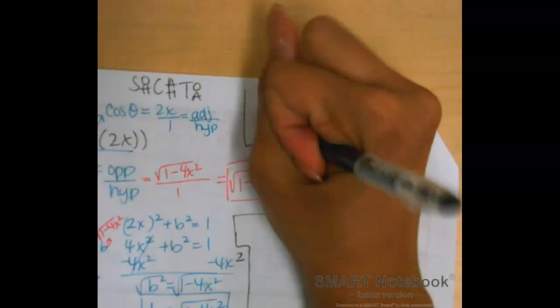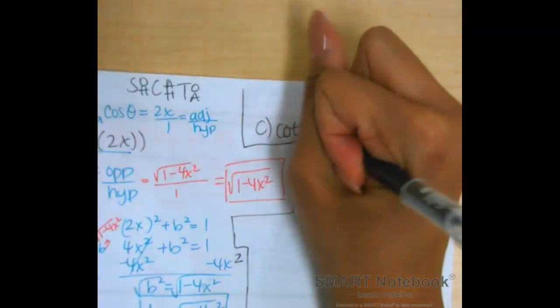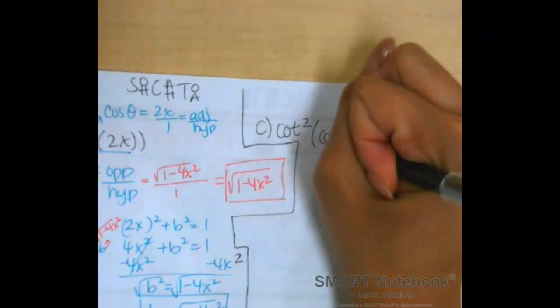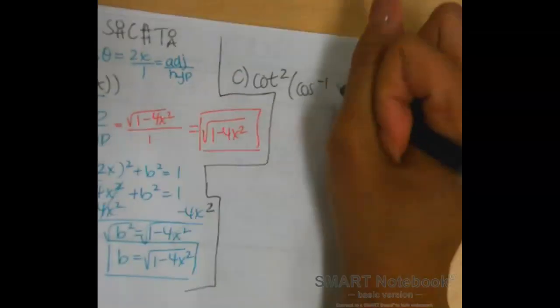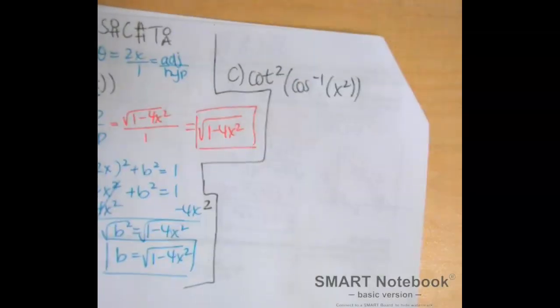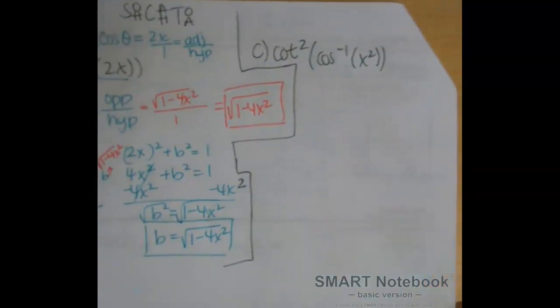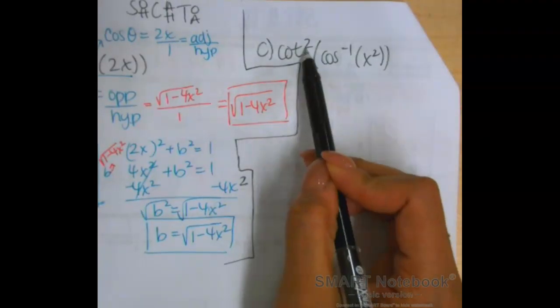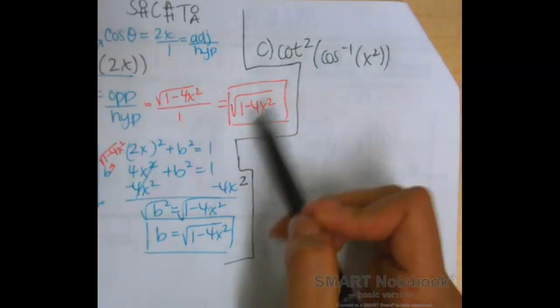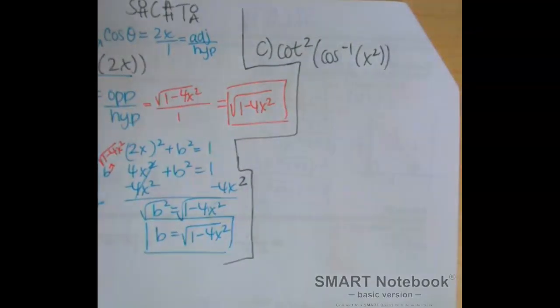So for letter C, you have cotangent squared of cosine inverse. And I'm literally taking it from the first page. Are you okay with me writing cosine inverse instead of arc cosine? Perfect. And I'm going to put inside of the parentheses an x squared. I know you're probably looking at this like, hold up, Miss Tapia, you didn't say anything about a squared. Solve it like we normally did for the last two questions, and then I'll tell you what to do with the squared. So go ahead and solve it.